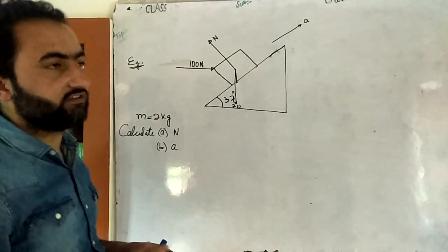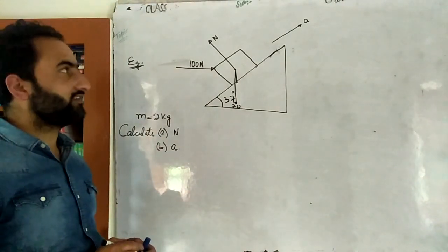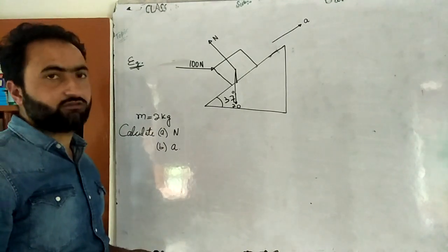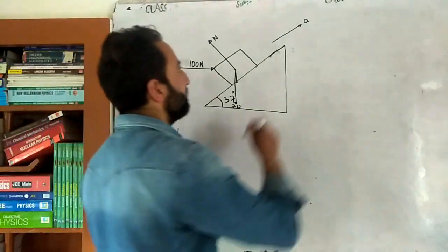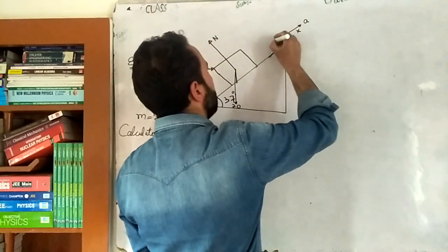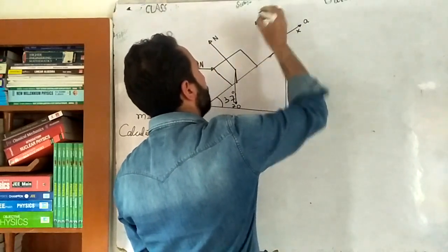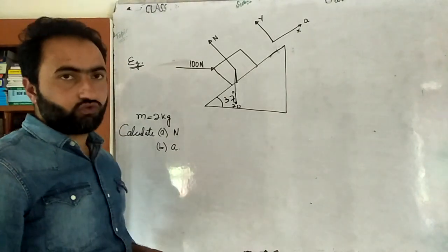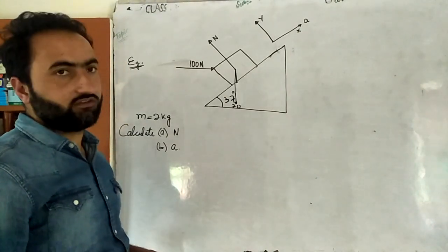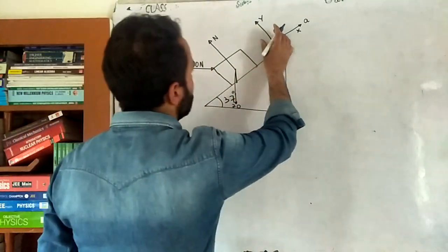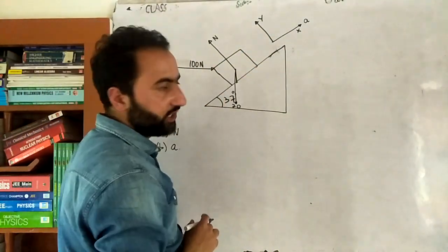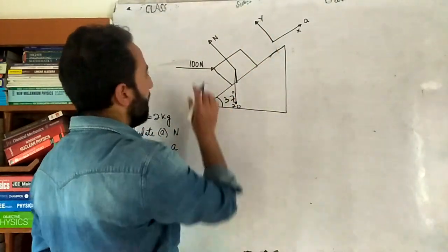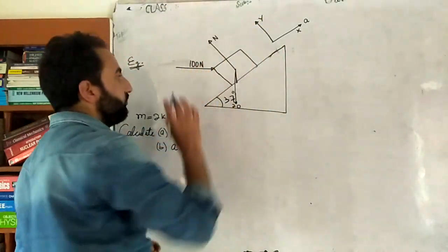Now we have to choose the coordinate system, and the choice must be such that the x-axis is in the direction of the acceleration, and the y-axis is perpendicular to the direction of acceleration. That means this is the x-axis and this is the y-axis. Then we resolve only those forces which are neither along the x-axis nor along the y-axis. The normal reaction is along the y-axis, so we will not resolve it. This 20 newton is neither along x nor along y, so we will resolve it. The 100 newton is also neither along x nor y, so we will resolve this as well.